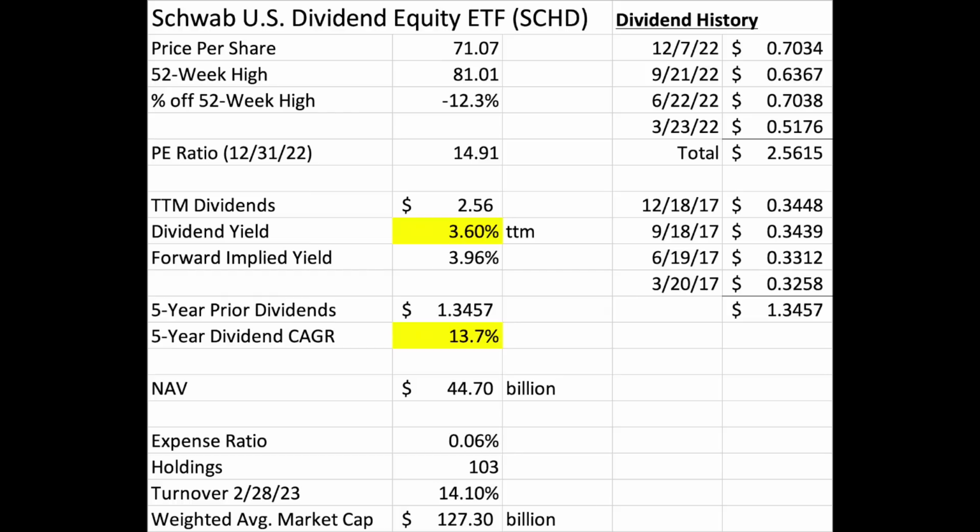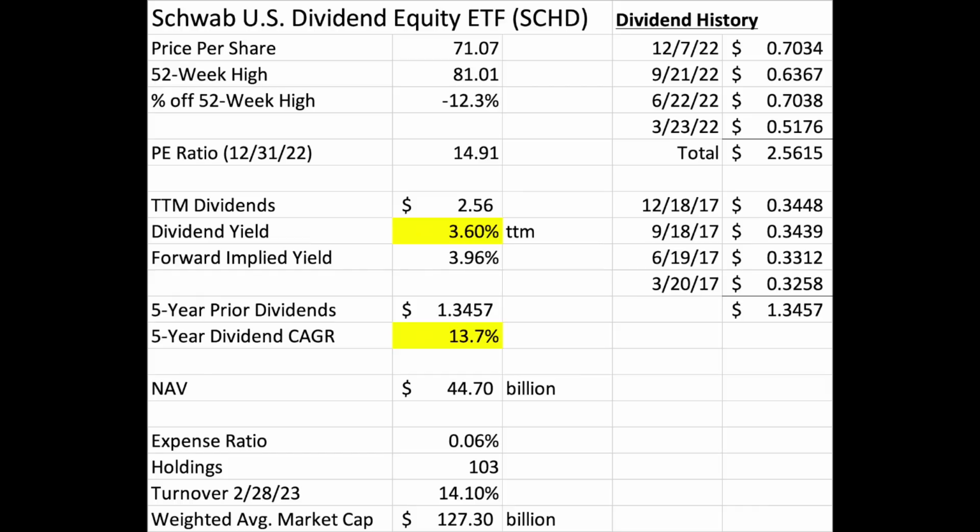$44 billion in this thing. And the expense ratio is only 0.06%, so it's efficient. It doesn't charge high fees. There are 103 holdings now. It's supposed to have 100, but I think that's just a function of how they rebalance it, with stocks coming in and out of the index. Turnover is only 14%, which is great. Lower turnover means lower capital gains taxes.